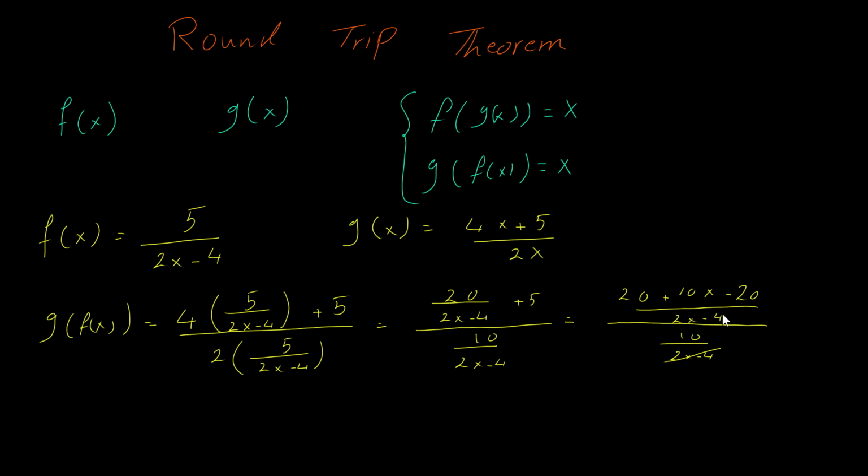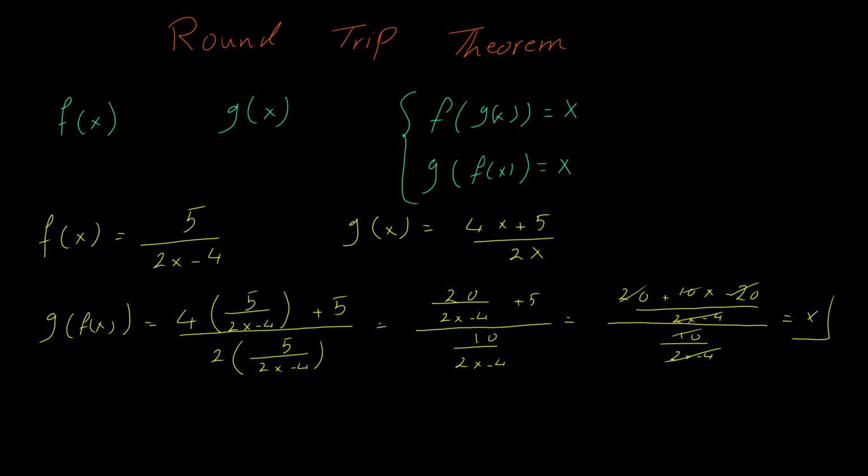So the 2x minus 4 cancels out. And then here the 20s go away, 20 minus 20. Then we have 10x over 10. The 10s cancel out, and then we are left with only x value.